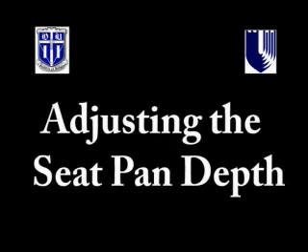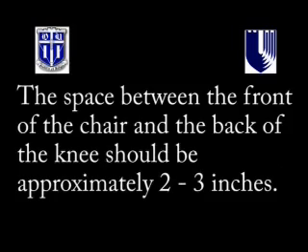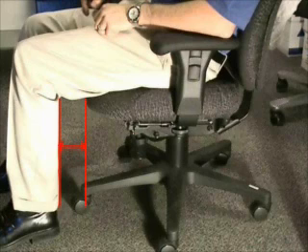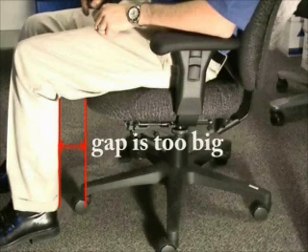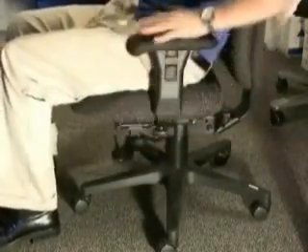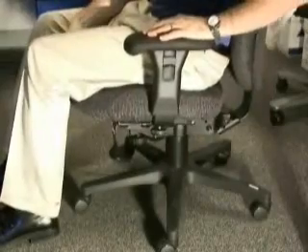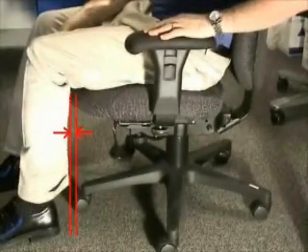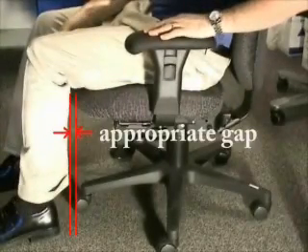Now let's talk about adjusting the seat pan depth. The space between the front of the chair and the back of the knee should be approximately 2 to 3 inches. As you can see here, this gap is too large. By adjusting the seat pan, you can achieve an appropriate gap.